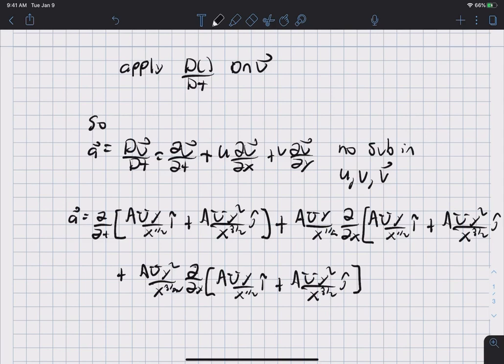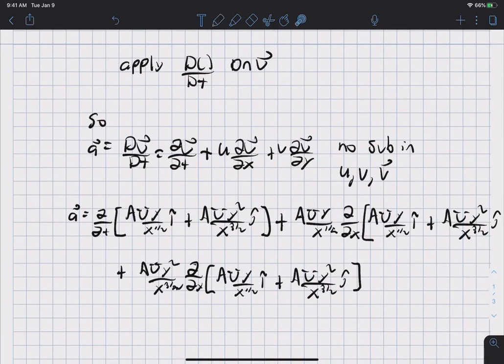Notice that the velocity field is not a function of time. There is nothing here that is a function of time. This means that the velocity field, if you recall, is steady. And so if the flow is steady, it's not a function of time, and the time derivative is 0.